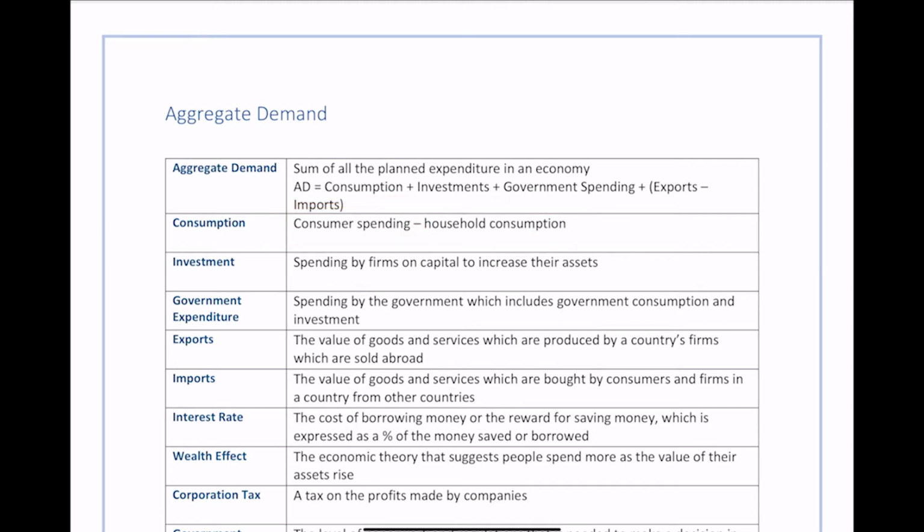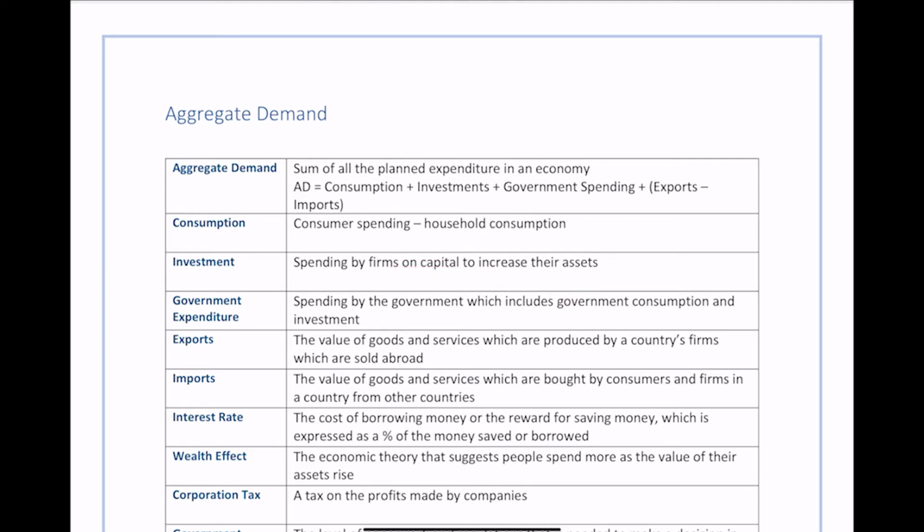So the next one is investment. Investment is the spending by firms on capital to increase their assets. So when you say, what is an investment, the idea is that a firm will spend more on machinery and stuff like that, and by increasing the assets, they can make more goods later. So by increasing your assets, that's basically investment.